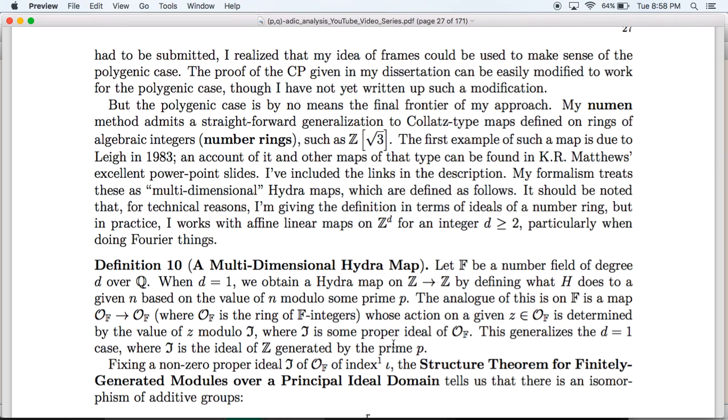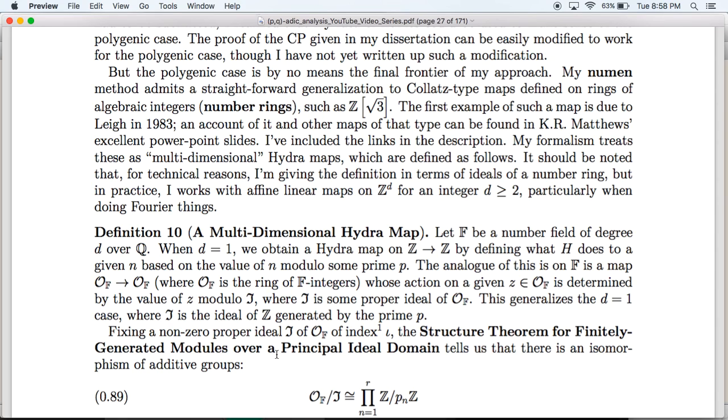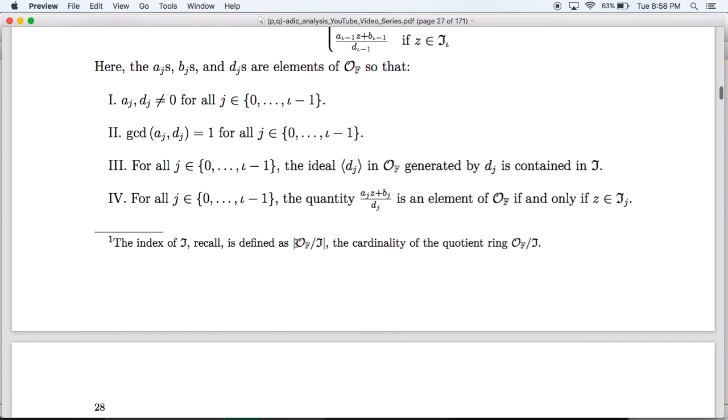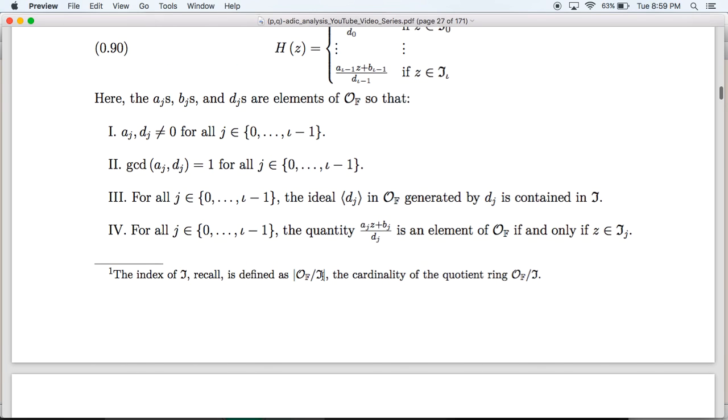The natural analog for this procedure in multiple dimensions is a map on O_F, the ring of integers of the field F, whose action on a given F integer z is determined by the value of z modulo I, where I is some proper ideal of O_F. This generalizes the D equals 1 case, where I is the ideal of Z generated by the prime p. So fixing a non-zero proper ideal I of O_F of index iota. Index, recall, is the number of elements in the quotient ring O_F modulo the ideal.